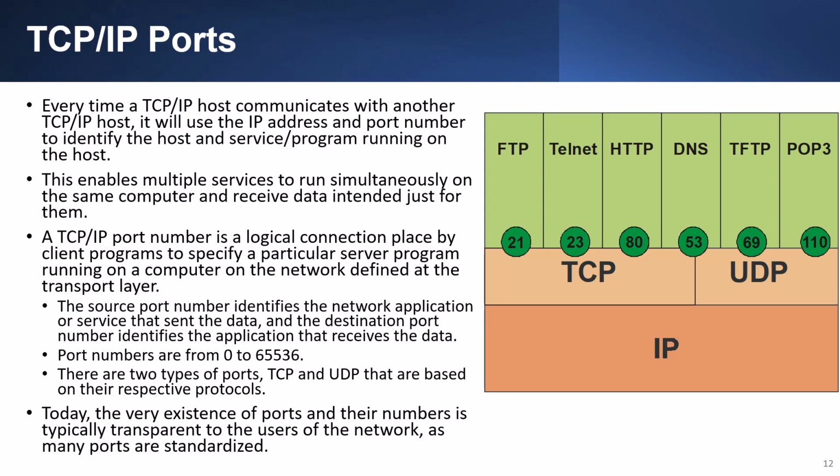The source port number identifies the network application or service that sends the data, and the destination port number identifies the application that receives the data. Port numbers are from 0 to 65,536. There are two types of ports, TCP and UDP, that are based on their respective protocols. Today, the very existence of ports and their numbers is typically transparent to the users of the network, as many ports are standardized.